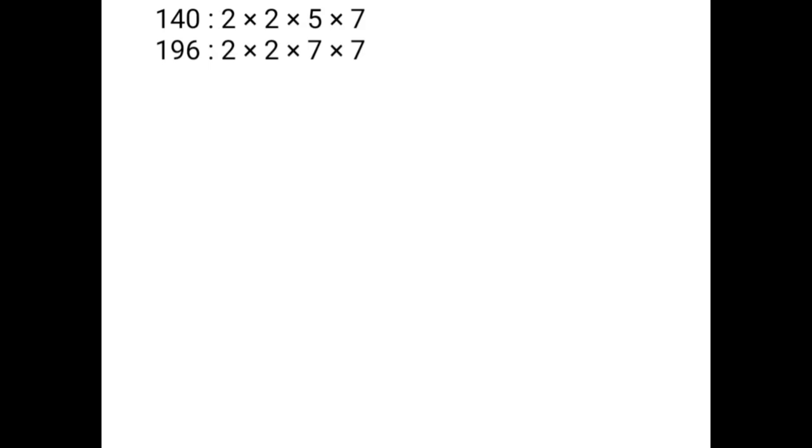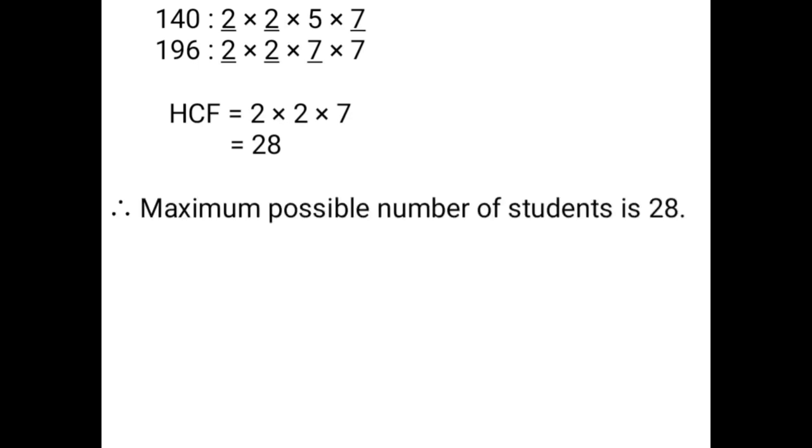Underline and multiply the common factors and that will be the HCF. HCF is equal to 2 into 2 into 7. 2 2s are 4. 4 7s are 28. That is equal to 28. Therefore, maximum possible number of students is 28.